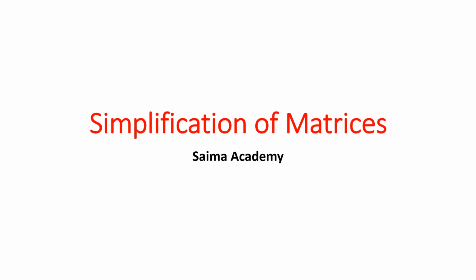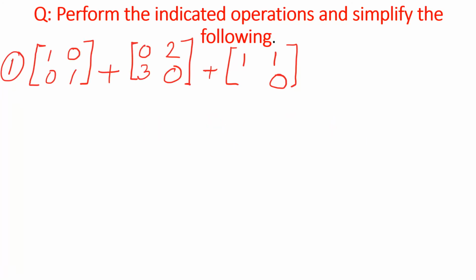In this lesson, we will discuss simplification of matrices and we will solve some questions related to how to add and how to subtract matrices. First of all, I told you that matrices which are conformable for addition or subtraction should have the same order or same dimensions. Now, what does it mean, same dimension?